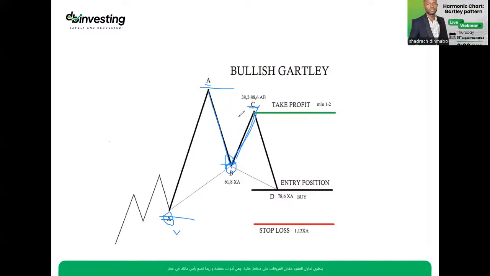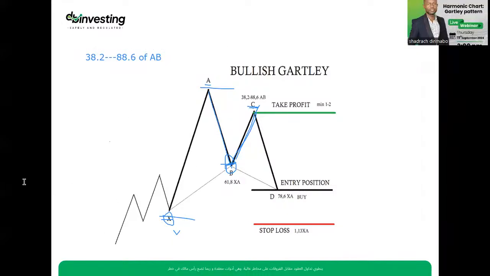Now, we are saying that point C will definitely come in a range. We're expecting point C to be between 38.2 to 88.6 of the Fibonacci retracement tool of AB. Okay. So now, what are we trying to say in this case scenario?